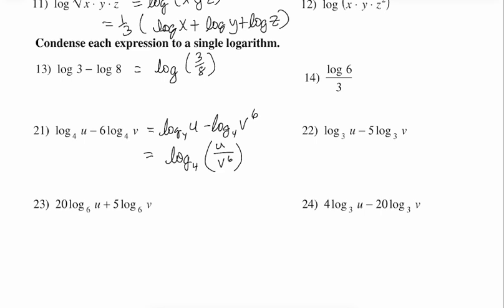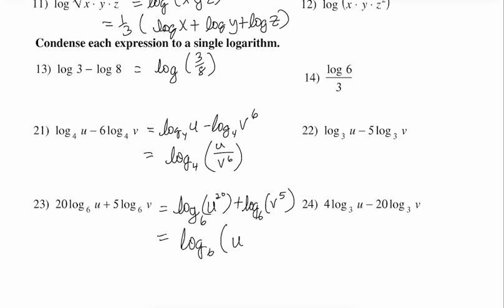Exactly. We're going to take this 20, put it back where it came from as a power. We're going to take this 5, put it back where it came from, and then we'll mush them together into one logarithm. Okay, so this is going to be the log base 6 of u to the 20 plus the log base 6 of v to the 5th. Now we're allowed to multiply them together and make them into one condensed logarithm. And so we get the log base 6 of the multiplication of u to the 20 and v to the 5th.